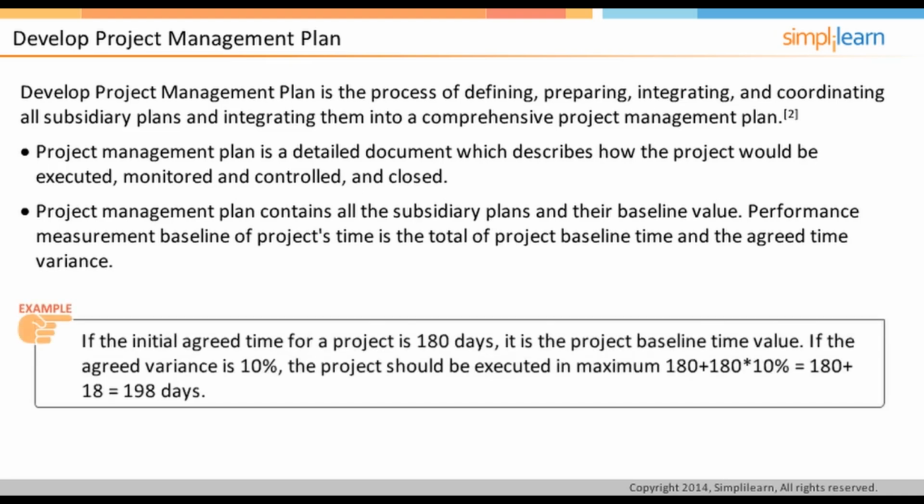project. For example, the Time Management Plan section would have mentioned the time taken by a project. The period mentioned in the Project Management Plan is 180 days. This 180-day period is also called the baseline time value. Therefore, the baseline value is the initial agreed value in the project management plan. So, if the time variance agreed in the plan is 10%, the project should be executed in maximum 180 plus 180 multiplied by 10%, which is 180 plus 18, which is 198 days.